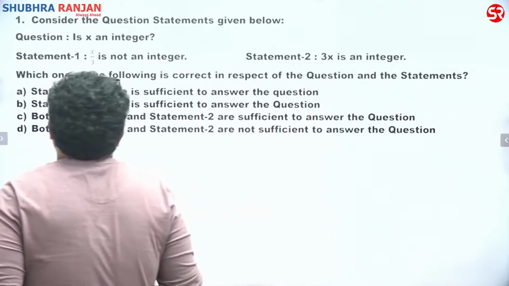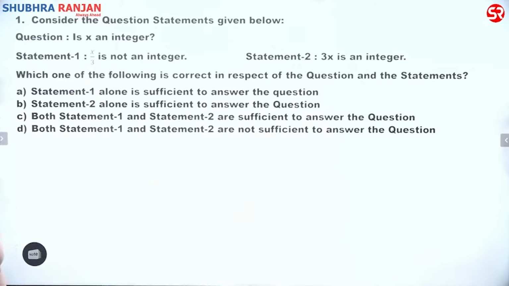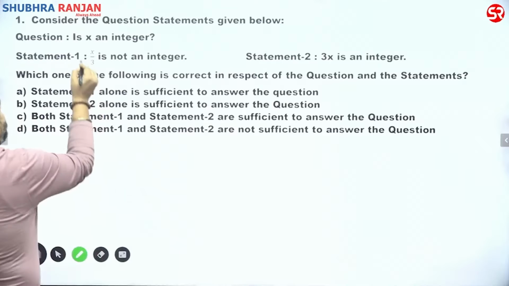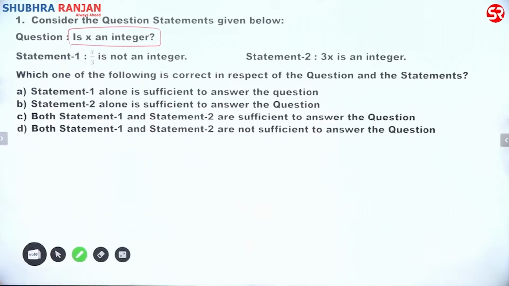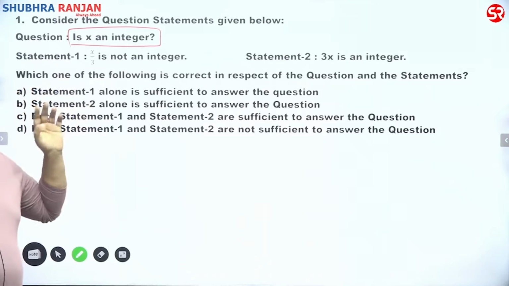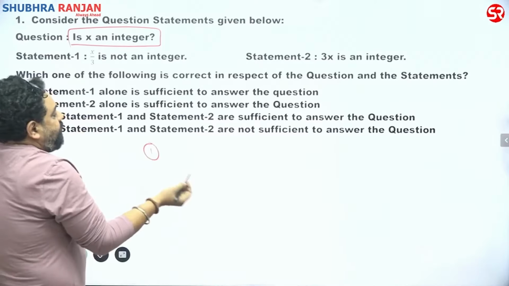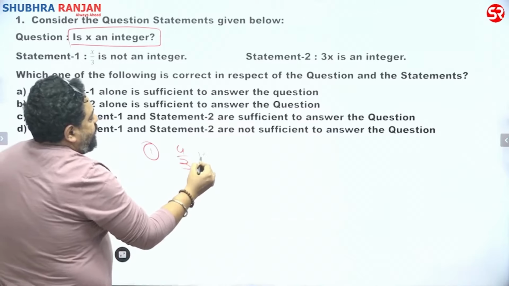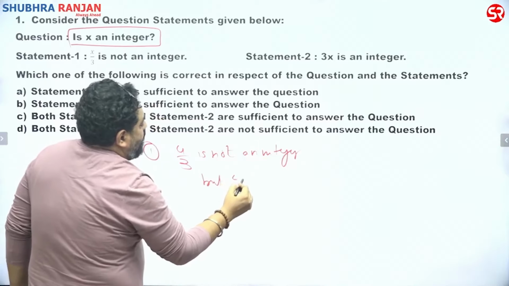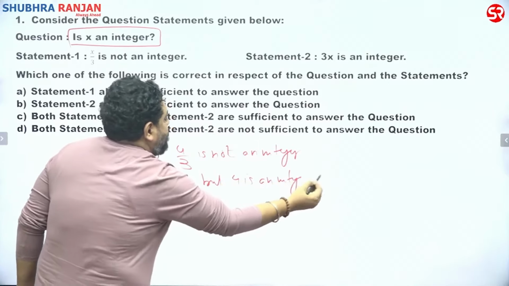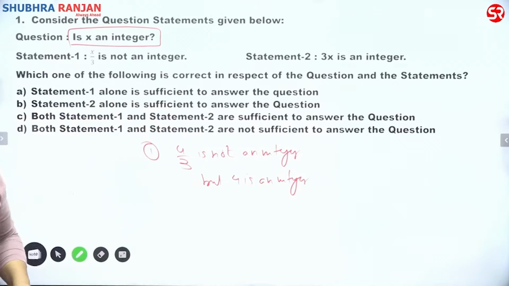He says, consider the question and the statements given below. The question is: is x an integer? Statement 1: x by 3 is not an integer. Does that mean x is an integer? Maybe, maybe not. Which means 4 by 3 is not an integer, but 4 is an integer. It is possible.